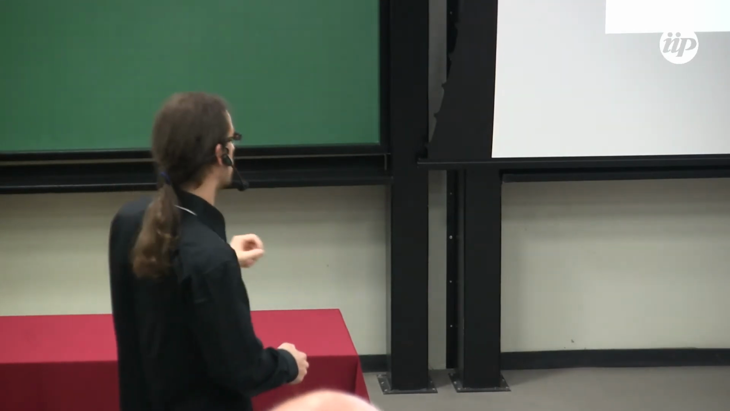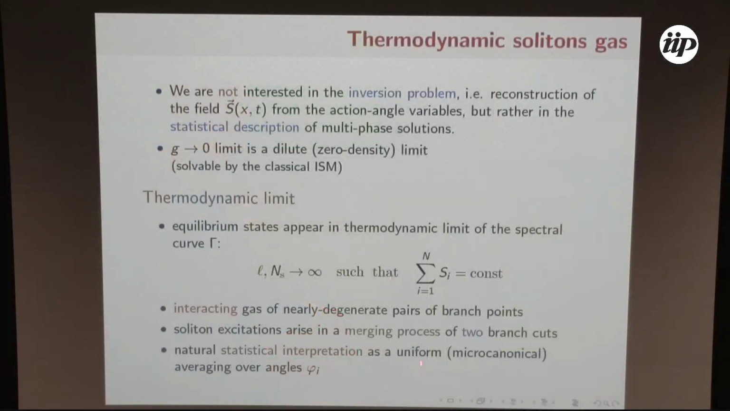So ultimately, when you take the scaling limit, you indeed have this interpretation as a dense gas of solitons, unlike the genus zero limit, which will give you the dilute gas of solitons. Moreover, such a limit also has a natural statistical interpretation, because when you take this limit, it does not see any time dependence anymore. So you can see it as a microcanonical averaging over all possible angles in a uniform fashion. So it can really be seen as a statistical limit.